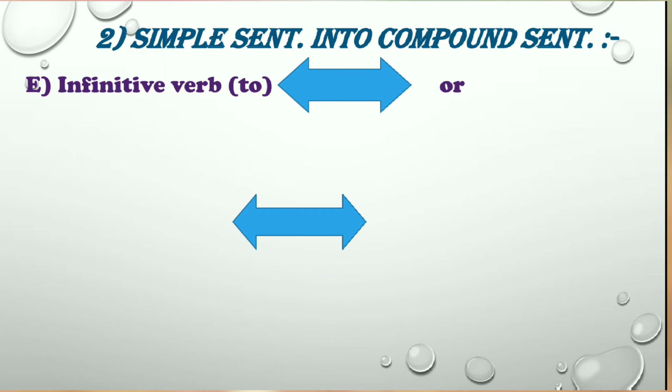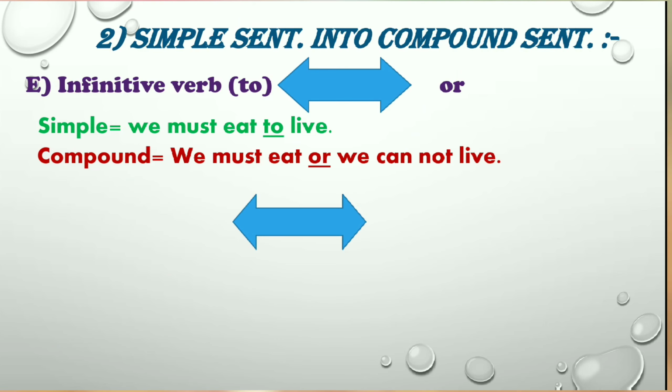If an infinitive verb, meaning to, is used, you can change it to or. We must eat to live. Now our compound sentence will be like this: We must eat or we cannot live. So the infinitive to is changed into or.